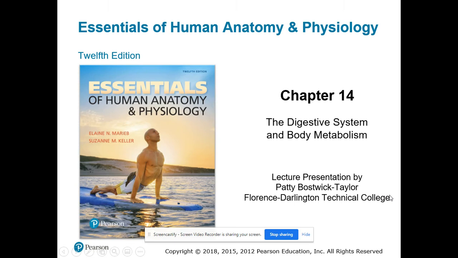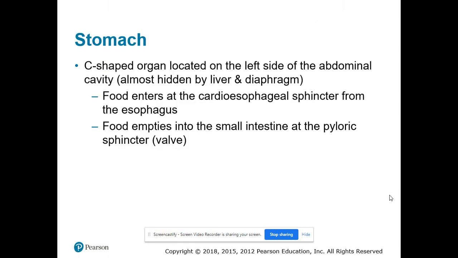Hey everyone, today we're going to continue on with chapter 14 and we're going to specifically focus on the stomach. So, a little bit of intro and description of the stomach. It is a C-shaped organ located on the left side of your abdominal cavity.